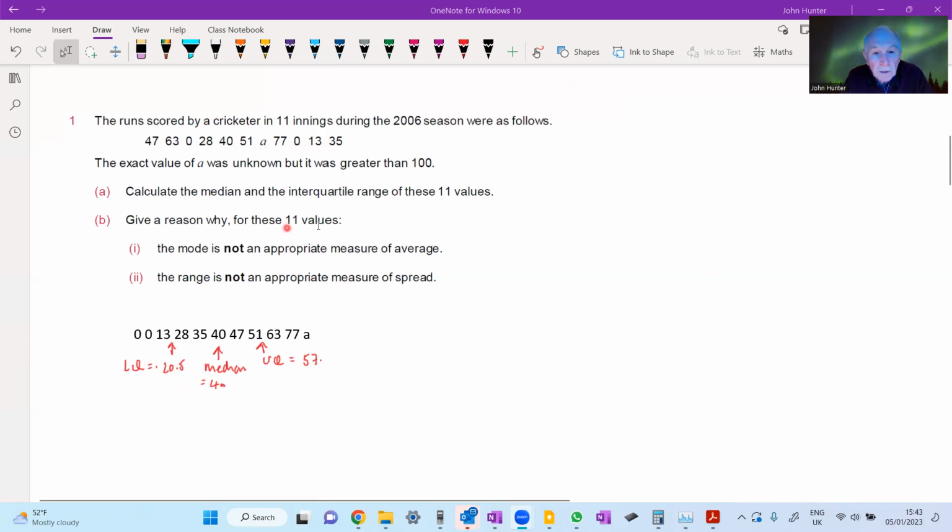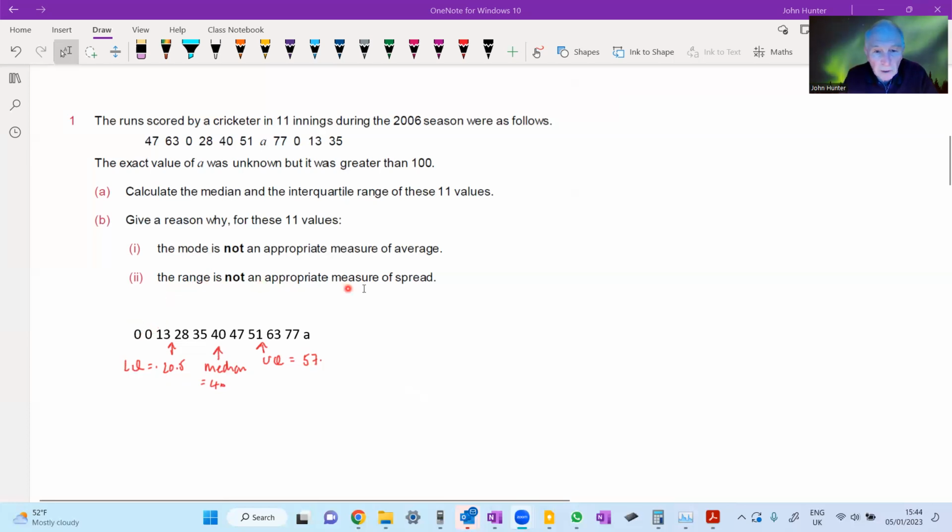Give a reason why for these values the mode is not an appropriate measure of average. Yeah, mode is the other average after mean and median. It's not at all useful, is it? I mean, we've got 2 zeros there. It would be that. It's not telling us anything at all. It just happens to be the value that crops up twice. So not at all appropriate.